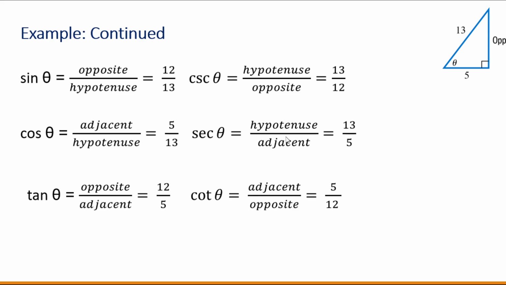Secant theta is equal to the hypotenuse over the adjacent side. The hypotenuse is 13 and the adjacent side is 5. Notice that secant theta is the reciprocal of the cosine of theta. The cotangent of theta is the adjacent side over the opposite side, and that is 5 over 12. And also, notice that cotangent theta is the reciprocal of tangent theta.